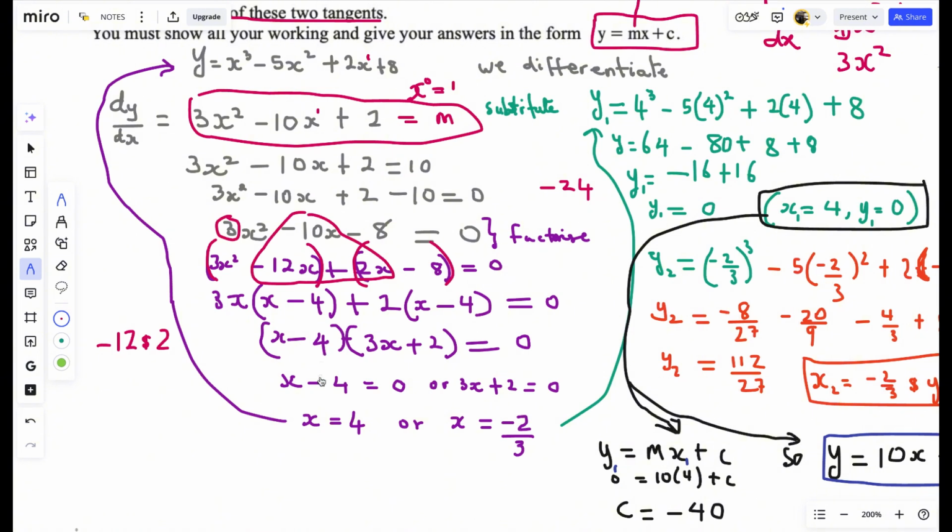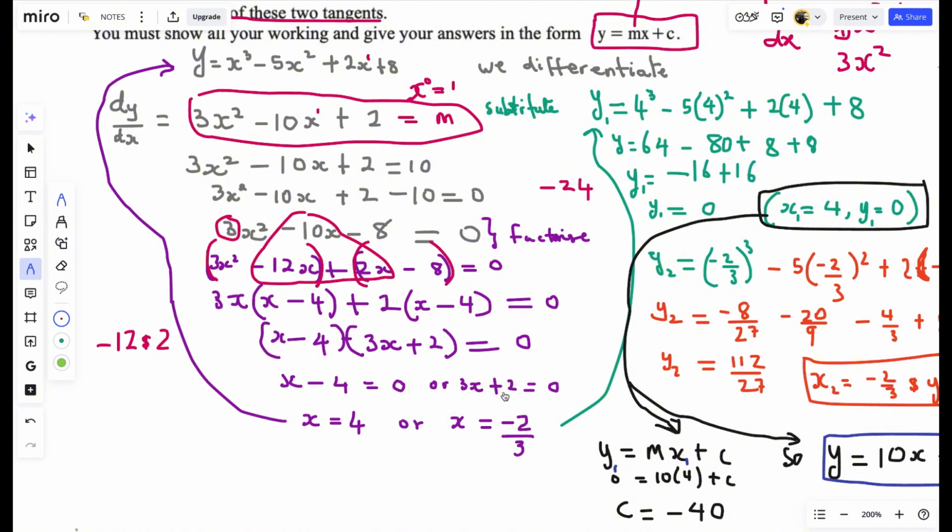Then you equate each one to 0. x minus 4 equal to 0, and 3x plus 2 equal to 0. So you bring this one this way, x equal to 4, and then this one comes here, becomes minus 2, and you divide by 3, you get minus 2 over 3. So you get the two values of x.